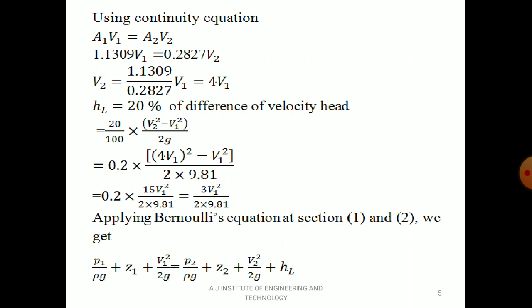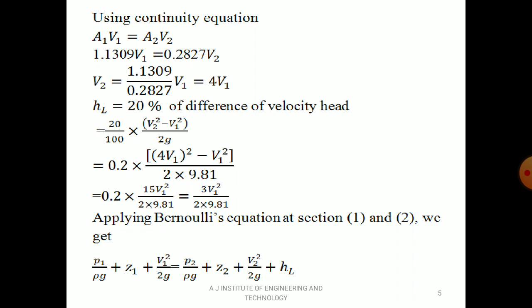So using continuity equation, A1 V1 equal to A2 V2. A1 value is 1.1309, A2 is 0.2827. We can just use the continuity equation to get the relationship between V1 and V2, as V1 and V2 values are not given in the problem. So 1.1309 V1 equal to 0.2827 V2. So we can get an expression for V2 in terms of V1 as V2 equal to 1.1309 divided by 0.2827 V1. So that is equal to 4 V1. So V2 equal to 4 V1.